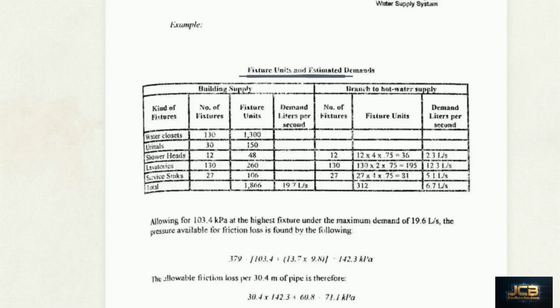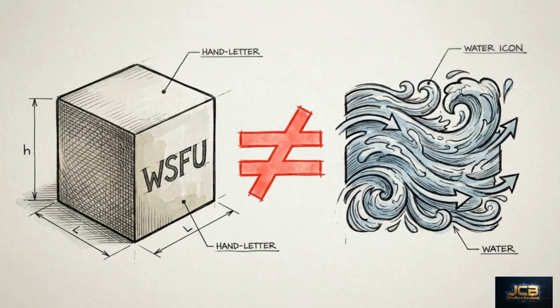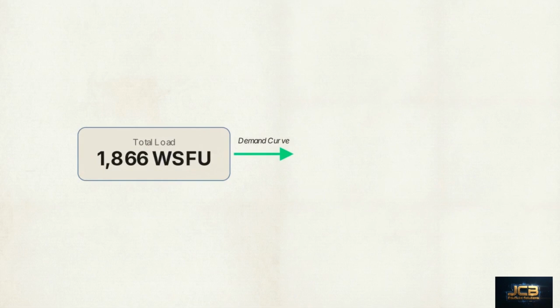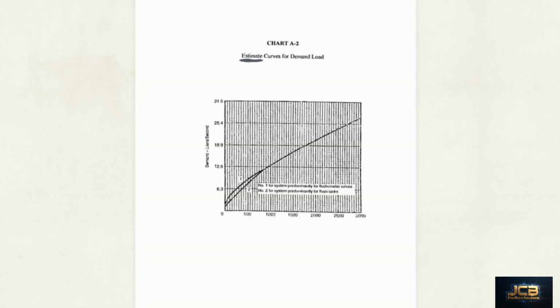This table calculates the fixture units and estimated demands for our 4-story office building example, detailing totals for water closets, urinals, showers, lavatories, and sinks. Summing those rows gives the absolute peak load for the entire building supply, 1,866 fixture units. Remember this critical rule: WSFU is a probability metric, not a flow rate. To size a pipe, we must convert that abstract number into liters per second. This estimate curves chart allows us to make that precise conversion.